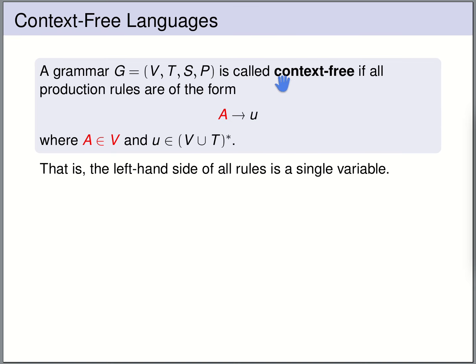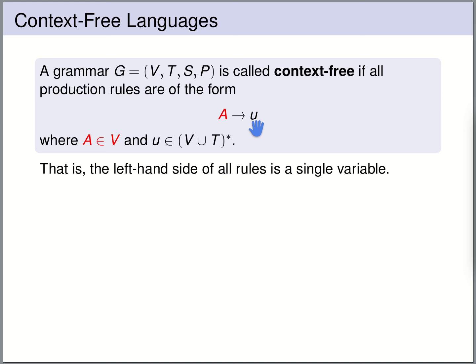A grammar is called context-free if all production rules of the grammar are of this form. The left-hand side must be a variable. Now, the right-hand side can be any word containing variables or terminal symbols. There's no restriction on the number of variables that can be in the right-hand side.